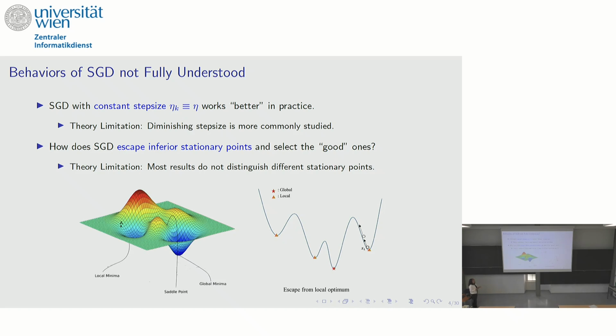However, many of these phenomena cannot be fully explained by the current theory we have, because they do not distinguish between different stationary points. That means we need to build new analytical tools if we want to understand all these escaping behaviors or minima selection behaviors of stochastic gradient descent.